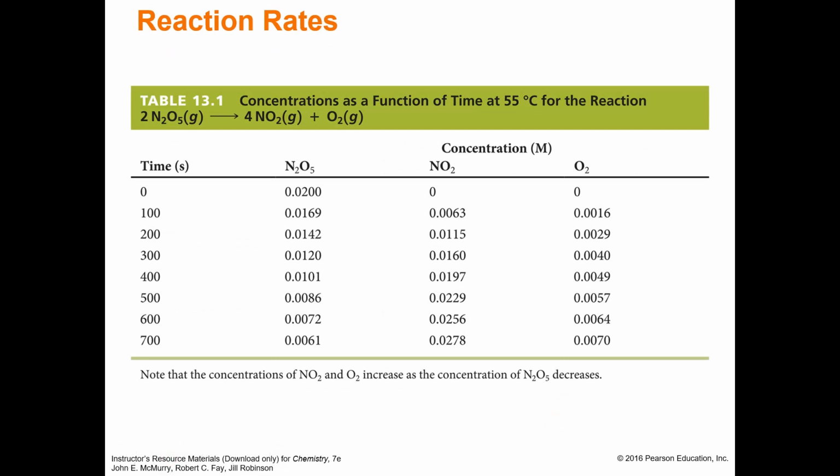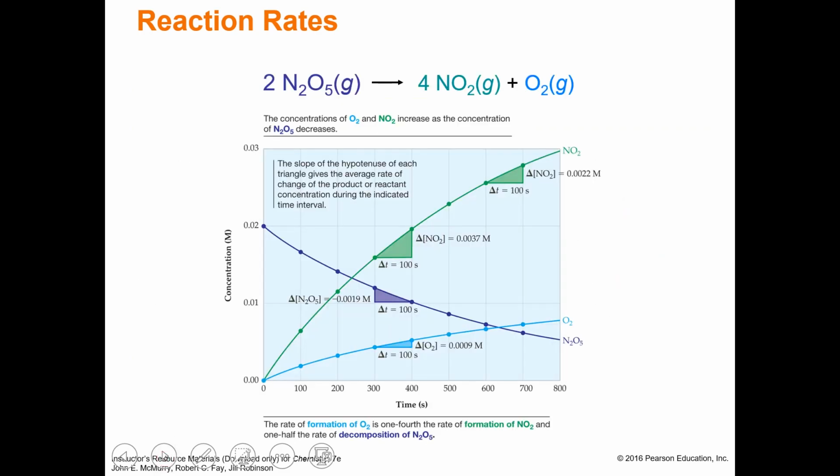We can look at reaction rates over time in terms of concentration. For example, in this reaction, we have N2O5, which forms NO2 and O2. We have time in terms of seconds, and we go from 0 to 700. If we look at the concentration of N2O5, which is our reactant, it is decreasing over this time period. And if we look at the concentration of NO2 and O2, those are both increasing because those are our products. We're going to look at how that translates into a rate.